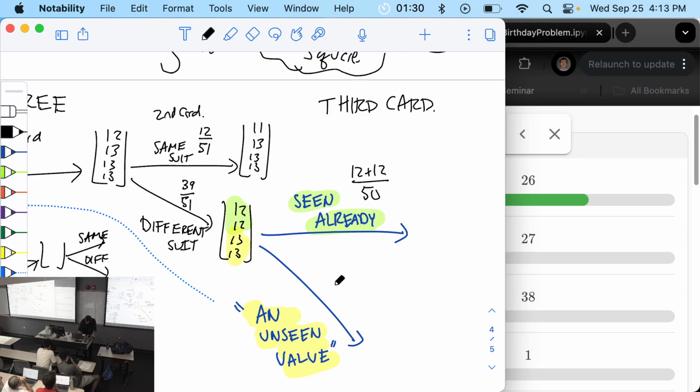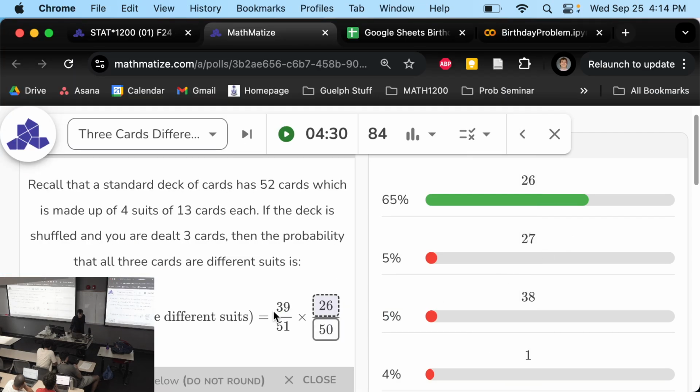And the chance for an unseen value is 13 plus 13 out of 50, also known as 26 out of 50. And so that's the conditional probability of, once you've gotten to the point where the first two are different, the conditional probability if you've seen it already or it's going to be a whole new unseen card, they're 26 to 24 out of 50.